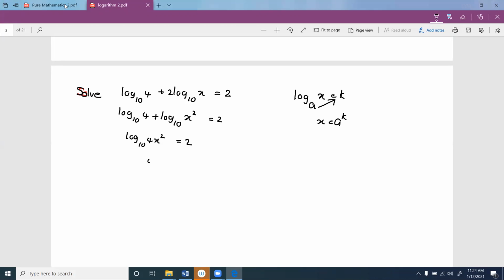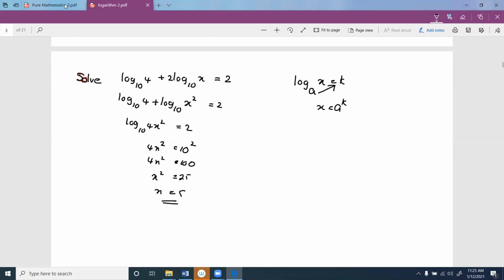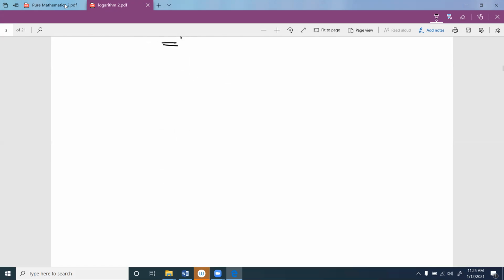Then you can write 4x squared equals 10 to the power 2. So 4x squared equals 100, x squared equals 25, x equals 5. That's the answer we need to get. That's the way of getting this, right? Okay. We will go through a few more examples just like this. They might give you this kind of question.